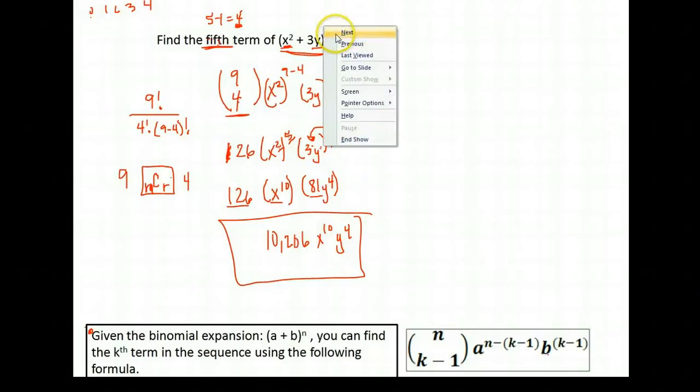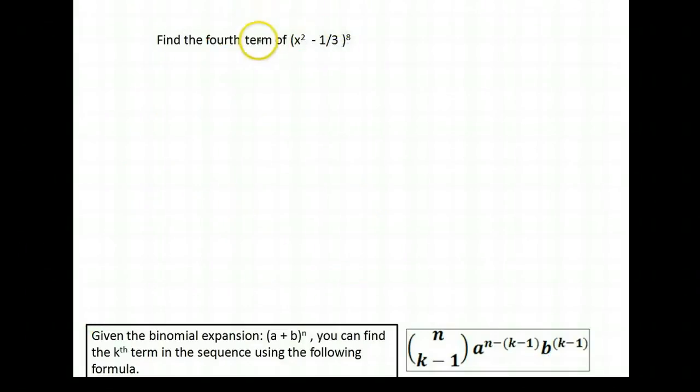Okay, we're going to do a few more examples. Let's find the 4th term of x squared minus 1/3 to the 8th power. Again, we're looking for the 4th term. So the first thing I'm going to do before I forget is subtract 1 from that, and I get 3. So in my term, I have my exponent here was 8 and 3 here. Then you take your first term in your binomial, x squared, to the 8 minus 3 power, these two subtracted.